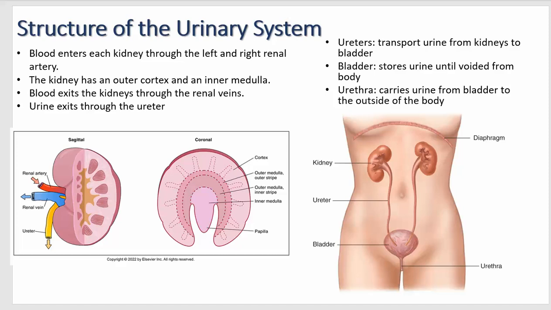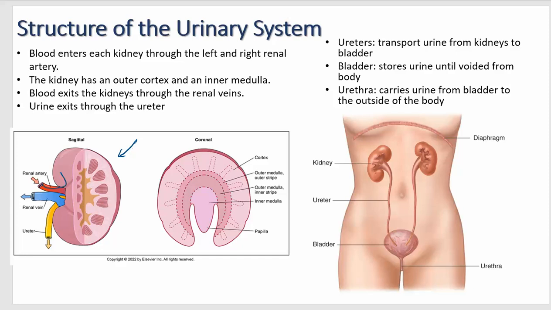So blood enters the kidney through the left and right renal arteries, and they branch off of the descending abdominal aorta. So the kidney has an outer cortex and an inner medulla, like we see with a lot of organ structures. So the outer part is always the cortex, the inner part is always the medulla. And blood exits the kidneys through the renal veins.